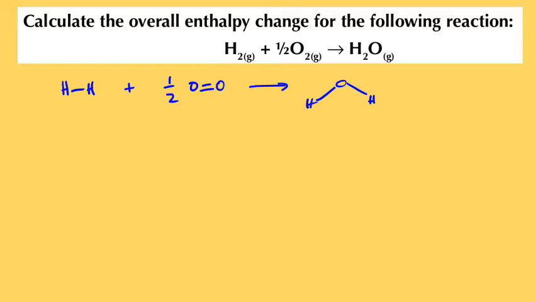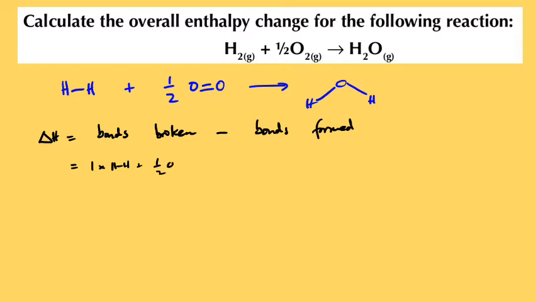Okay, so now next we can write our formula. So our enthalpy change is going to be bonds broken take bonds formed, like that. And so our bonds broken, so we're breaking the reactant bonds, so we've got one of the hydrogen bonds, and we've got half of the oxygens, and the bonds formed are our 2 oxygen hydrogen bonds.